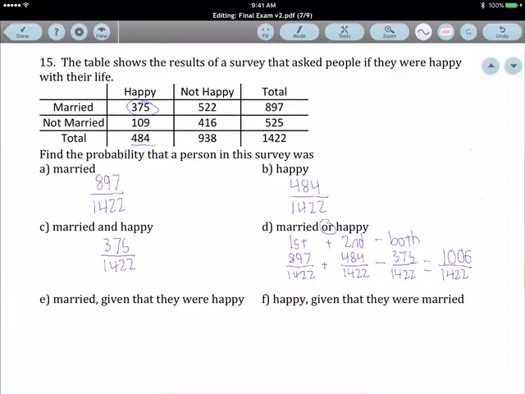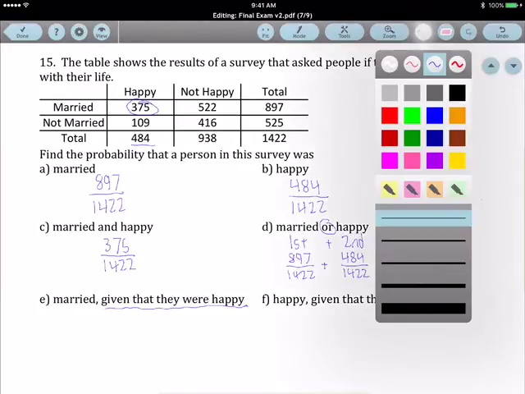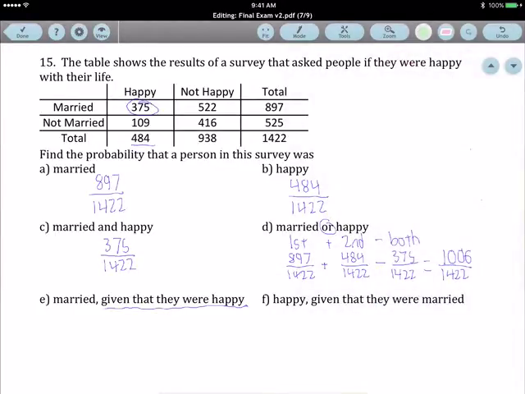Any questions on that? All right, so next we get to these given problems. So we're finding the probability on part E that someone was married given that they were happy. When you've got something that says given, that means we only look at what's given for this problem. So on part E, we're only looking at the happy column. So if you're just looking at that happy column, what's the probability that someone in that column is married?